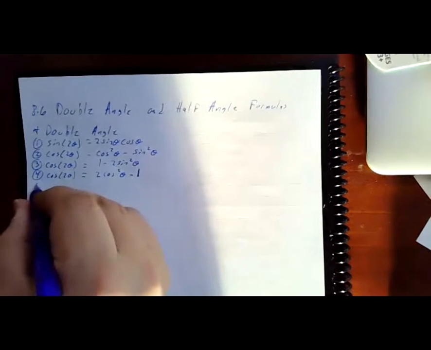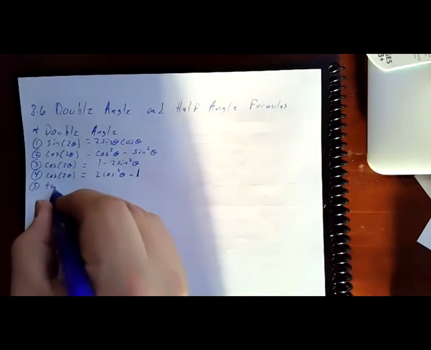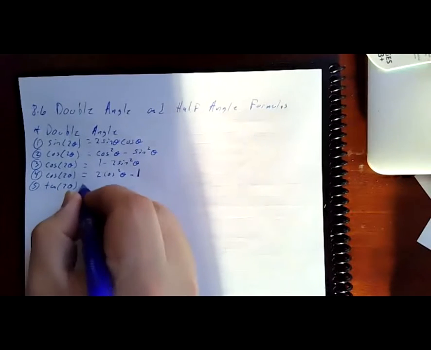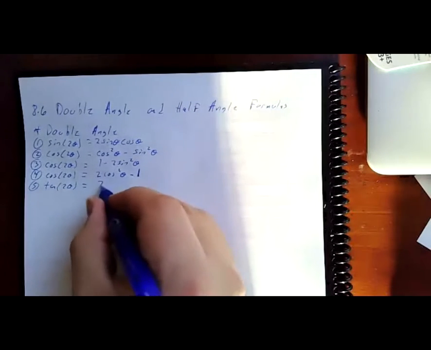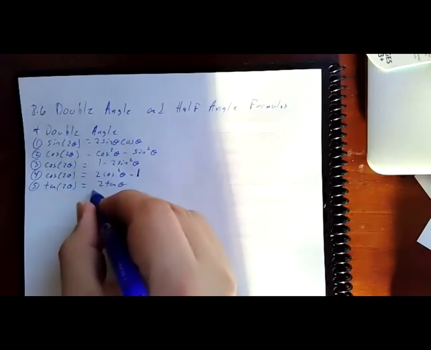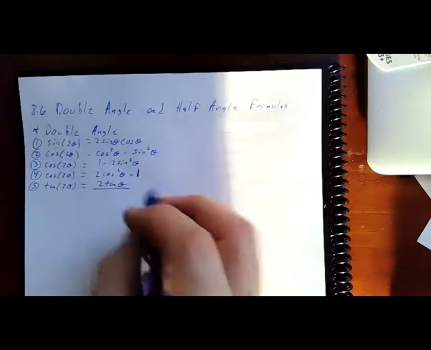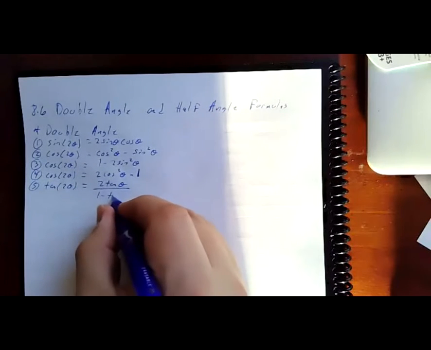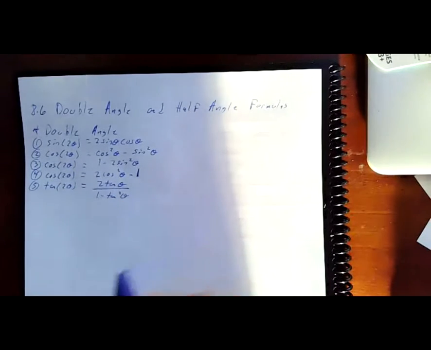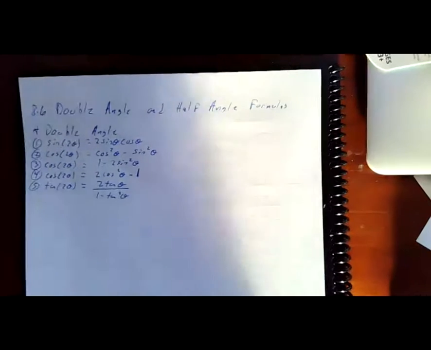And then the one for tangent is equal to 2 tan theta over 1 minus tan squared theta. All right, so here's all the double angles.